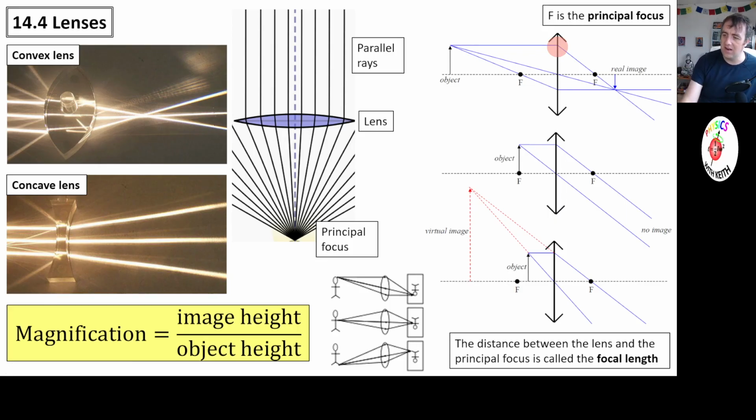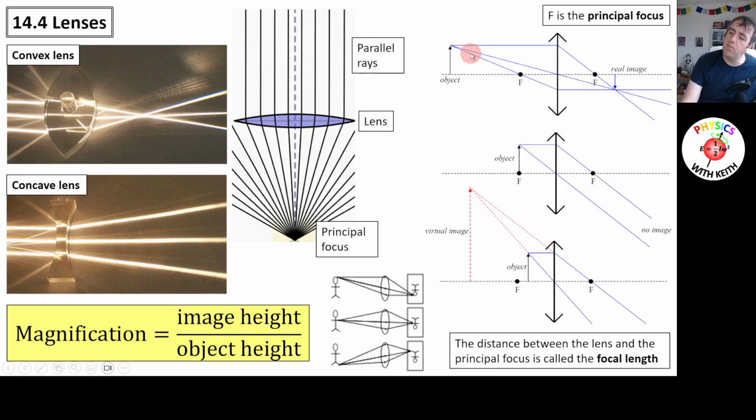For convex lenses, we indicate that we are working with a convex lens by putting these arrow heads on the top and bottom of that line. If you can imagine, this looks like the edge of a lens which bulges out in the middle. We'll look at concave lens symbols in the next part of the video.